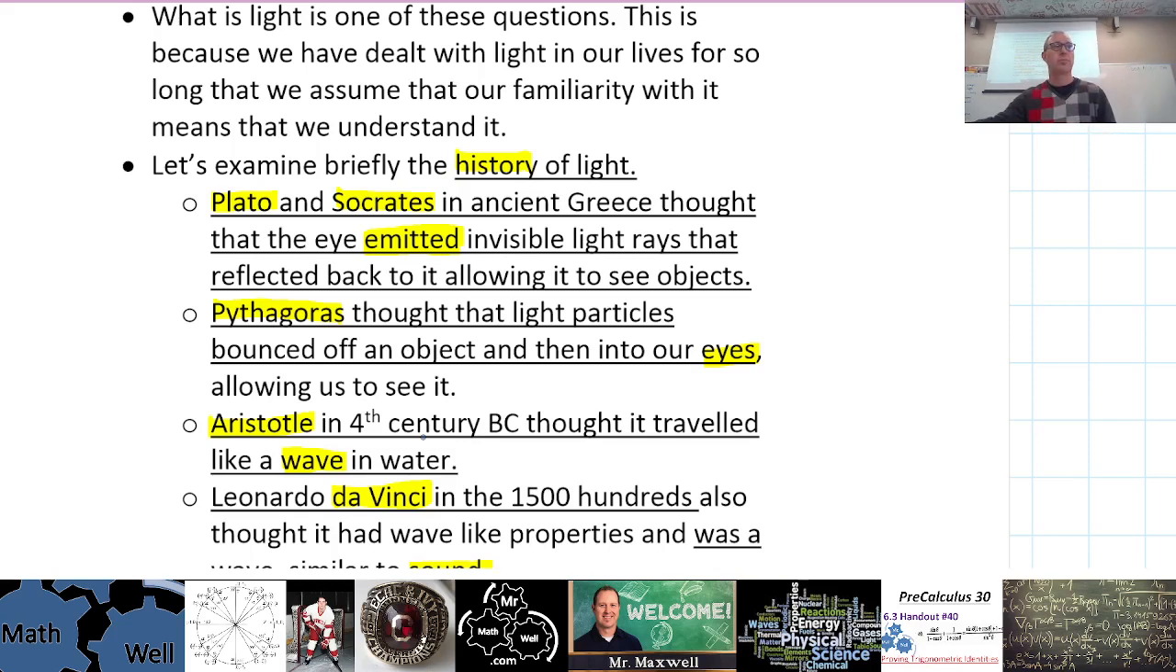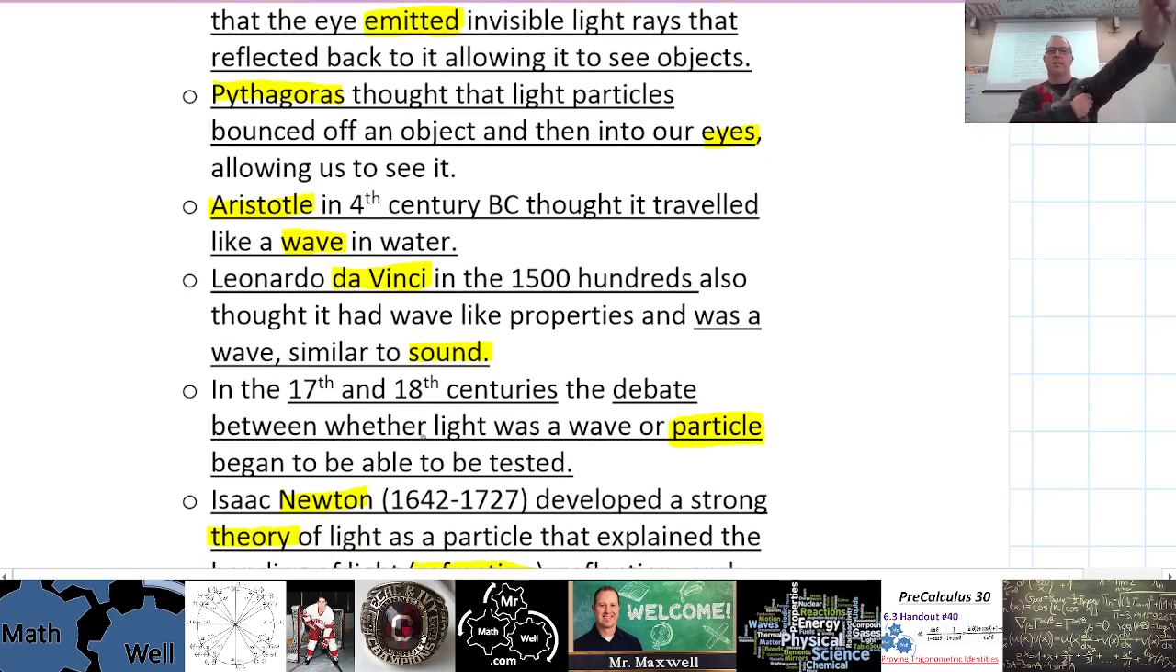Leonardo da Vinci in the 1500s also thought that light had wave-like properties and was similar to sound. Da Vinci obviously was 2,000 years later from Aristotle, but the connection between light and sound started to be made there.